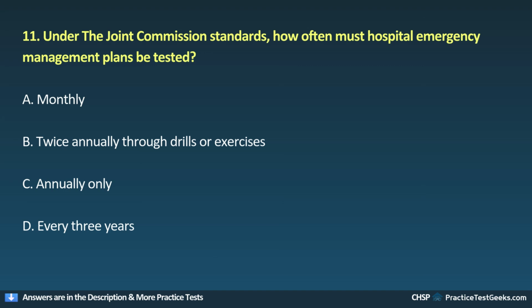11. Under the Joint Commission standards, how often must hospital emergency management plans be tested? A. Monthly. B. Twice annually through drills or exercises. C. Annually only. D. Every 3 years.